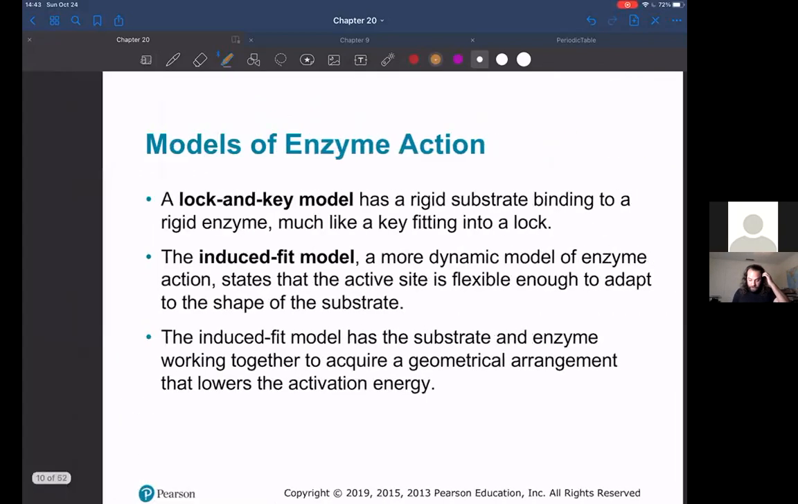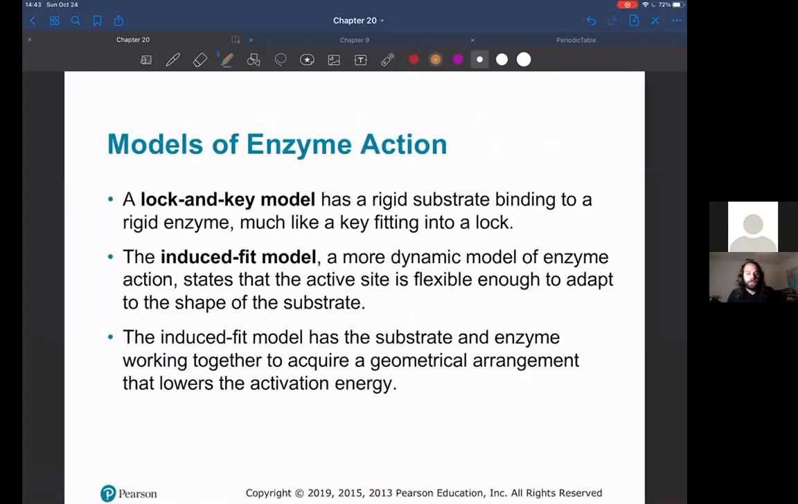Talking about the active site, there are two models for enzyme action. One is called the lock and key model. This is the idea that you have a rigid substrate binding to a rigid active site, much like how a key fits into a lock. And then there's the induced fit model. This is a more dynamic model where we have a flexible active site that adapts to the shape of the substrate. The substrate comes in and the enzyme forms around it, like a fist grabbing something, to bind the substrate more tightly.